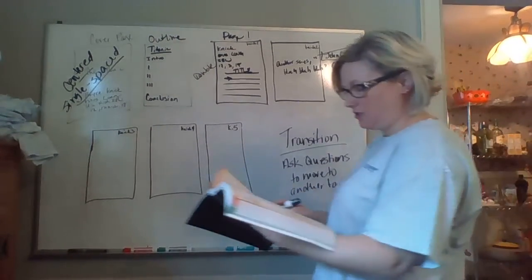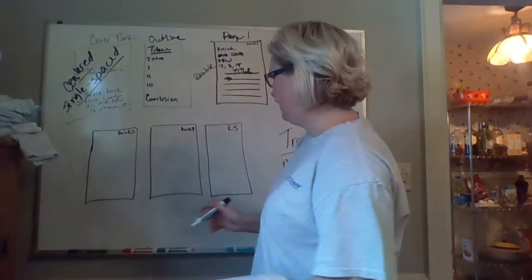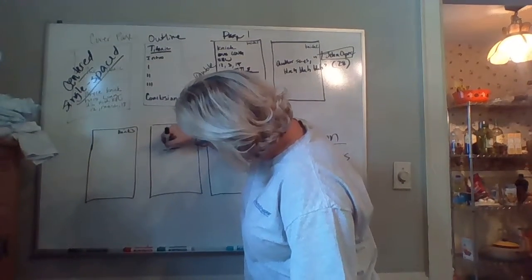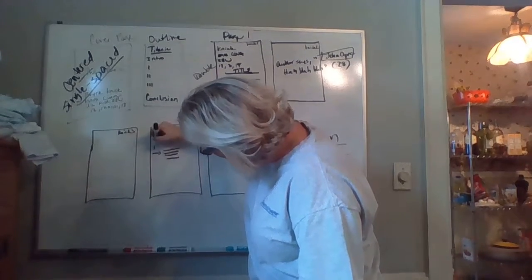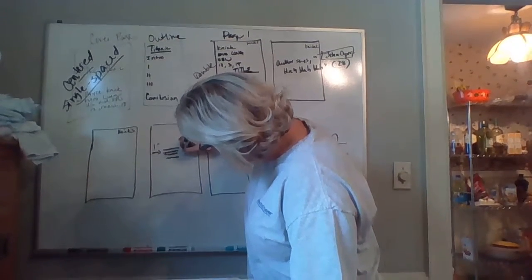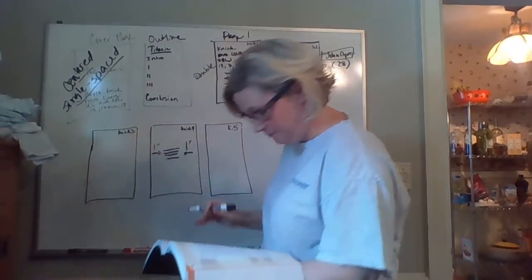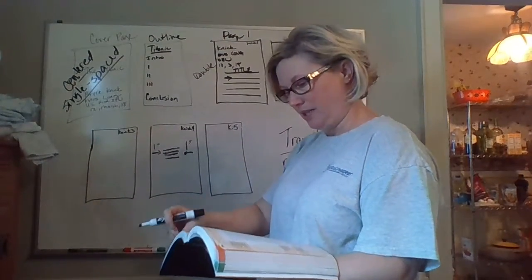A quotation longer than 4 lines is indented 1 inch. So if you have a bunch of quotations, you come in 1 inch on either side. Okay. Let's see what else we got here.